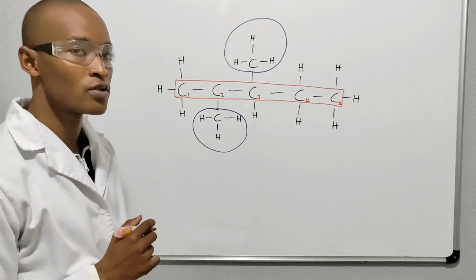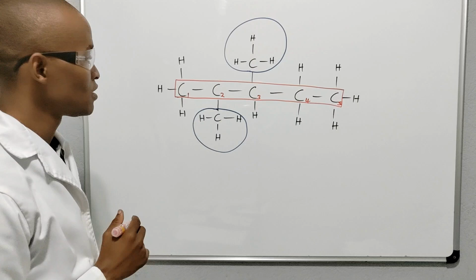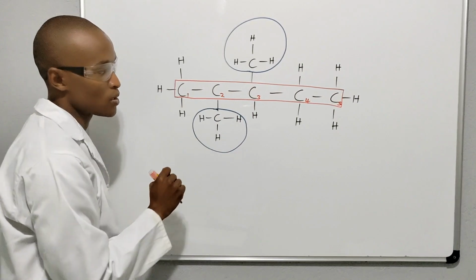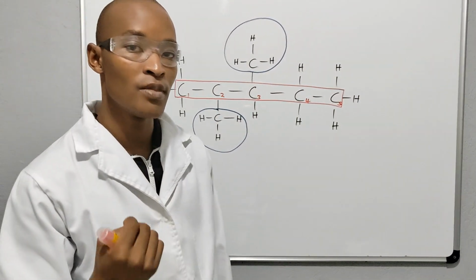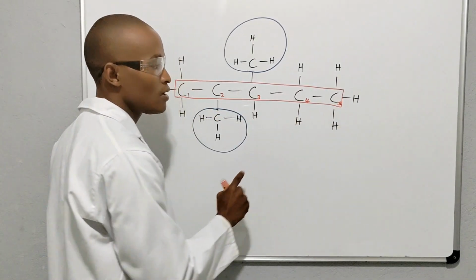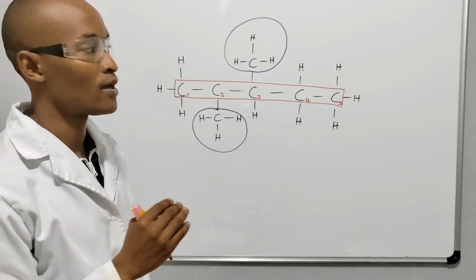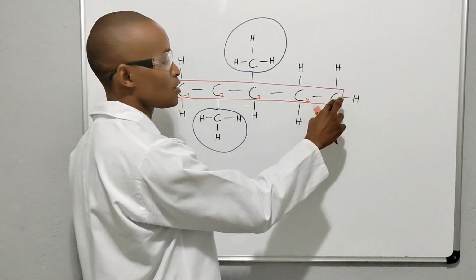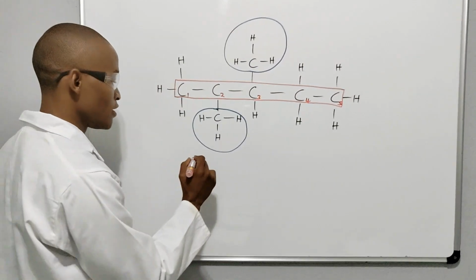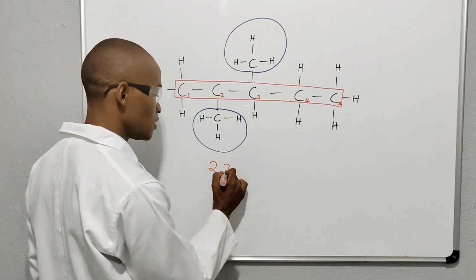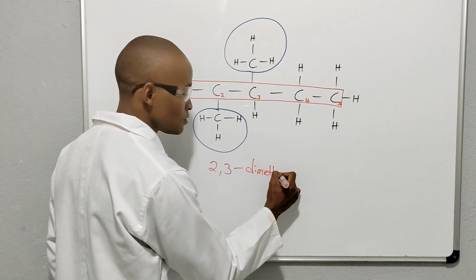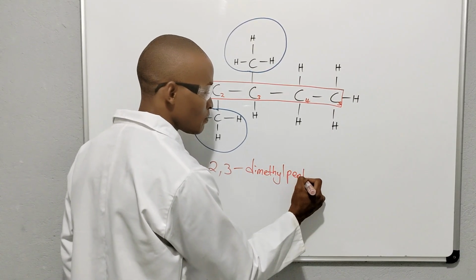And are we ready now to write the name? Yes. So we have in position 2 and 3, 2 methyl groups. So it's going to be 2,3-dimethyl. Yes. And then how many carbons in our parent chain? 5. So it will be pent. And then what is the homologous series? Single bonds. So it's an alkane. It ends up being a pentane. Okay. So the name will be 2,3-dimethylpentane.